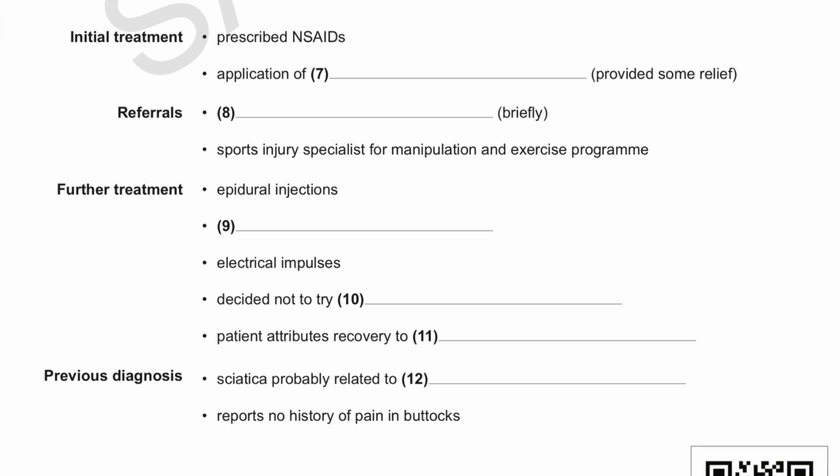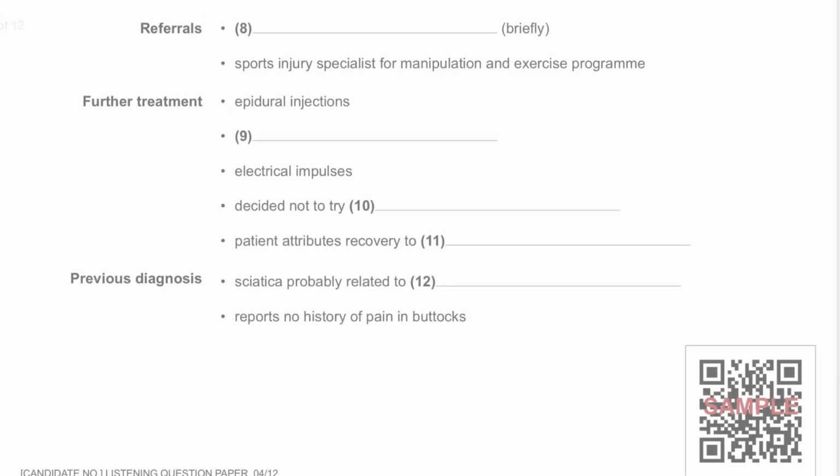Right. So you've heard the physiotherapist asking the patient how he was treated, and the patient answering that he was given painkillers. So you know that we are now under the title of initial treatment and that he already said the part about NSAIDs. So you know now that the next part that you need to listen to is the part about application of something. Now let's take a look at another example.